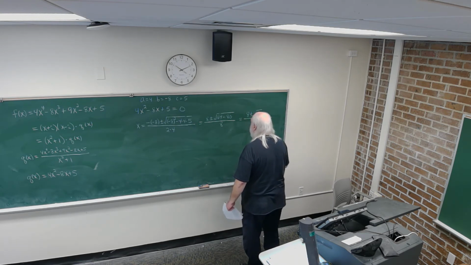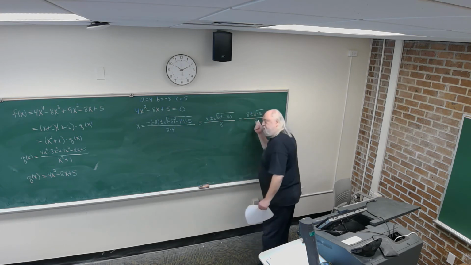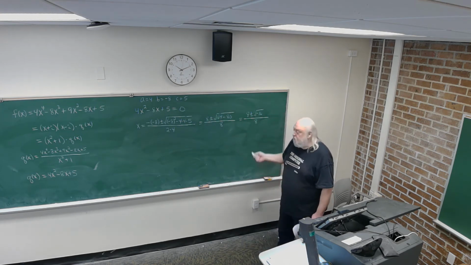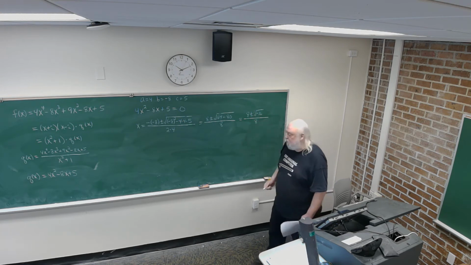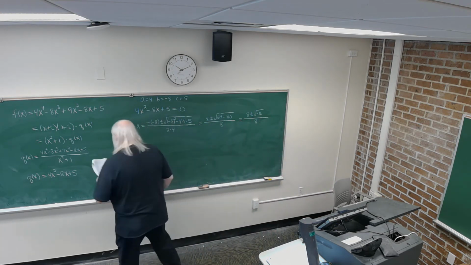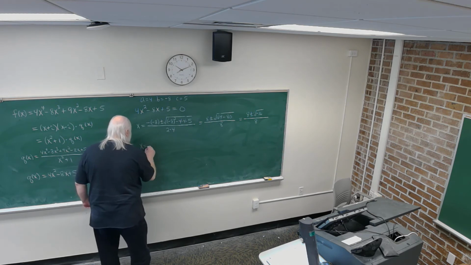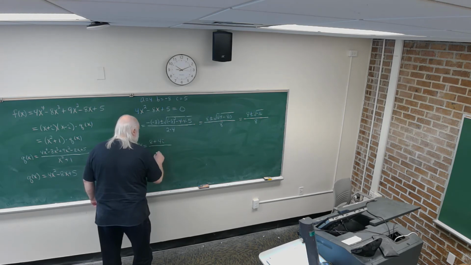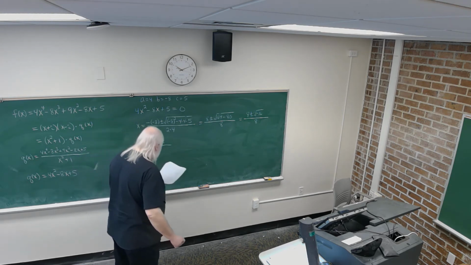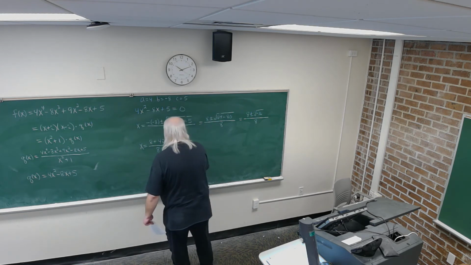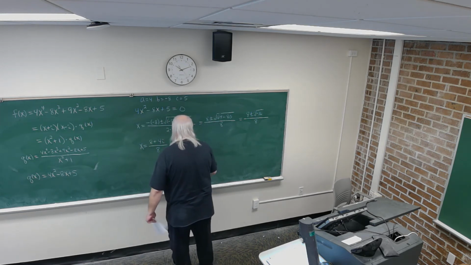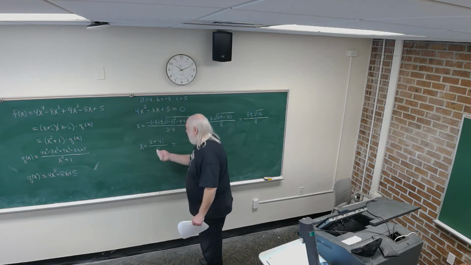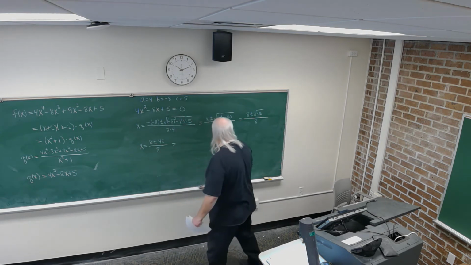Well, 64 minus 80 is negative 16. What's the square root of 16? 4. So this simplifies to 4i. So x is equal to 8 plus or minus 4i divided by 8. Oops, this should be plus or minus, sorry.